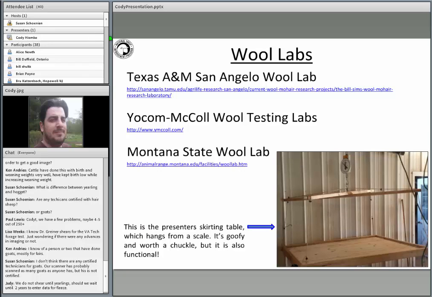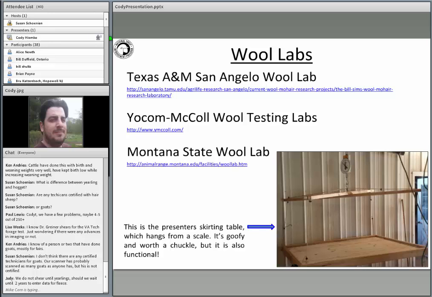So, Mike Korn, I saw you almost typing there, but I want to thank you for giving me the 3rd wool lab that I did not have on this list. These are the wool labs that you can submit samples to. There's a Shropshire breeder that works in the lab in San Angelo, so I sent my samples down there, and that worked well, but I know a lot of people use Yoakum McCall, and I think a lot of the target breeders in Montana are going to use the Montana Wool Lab, so I provided contact information for each of those should you be interested.